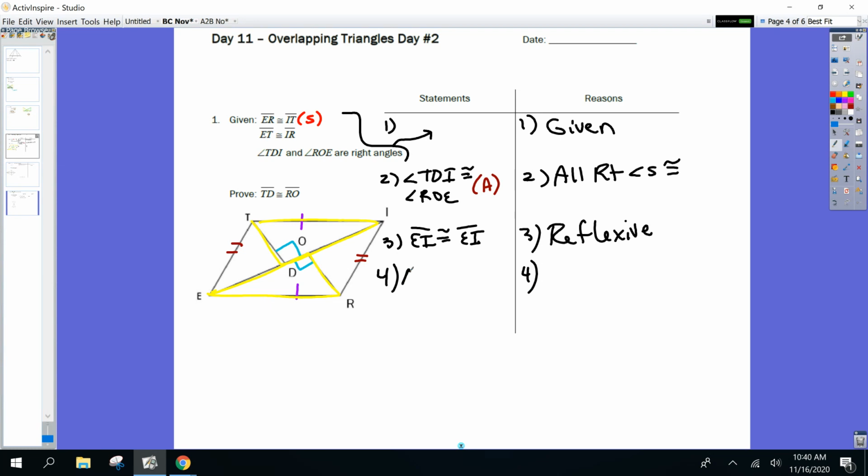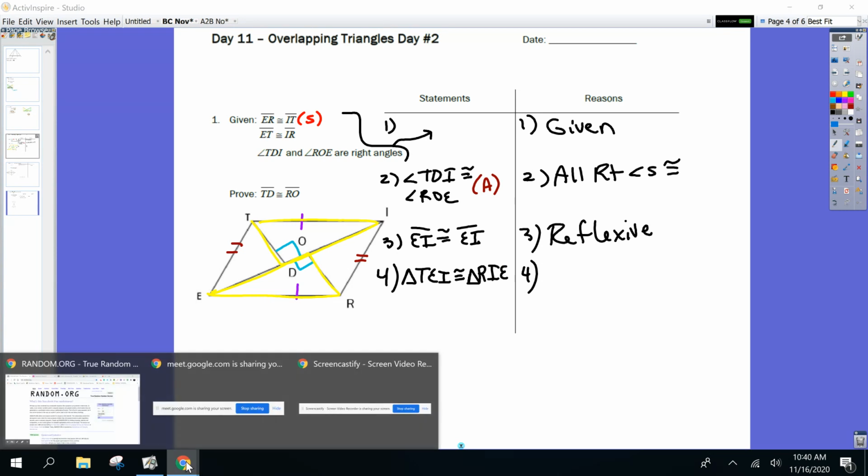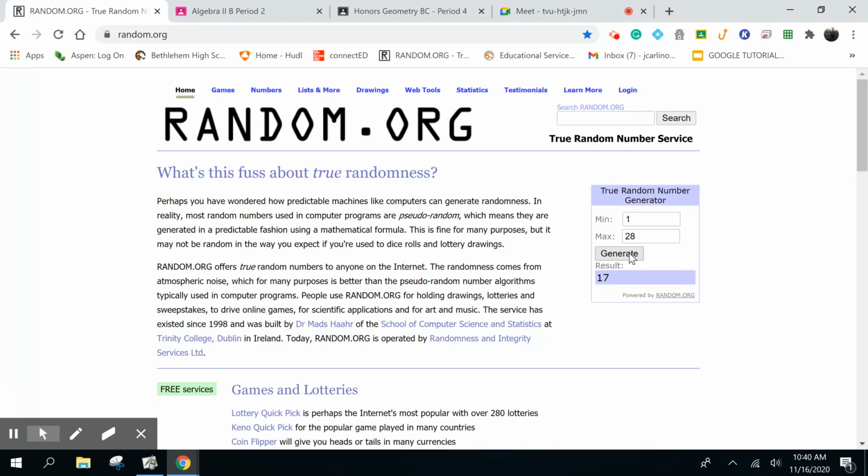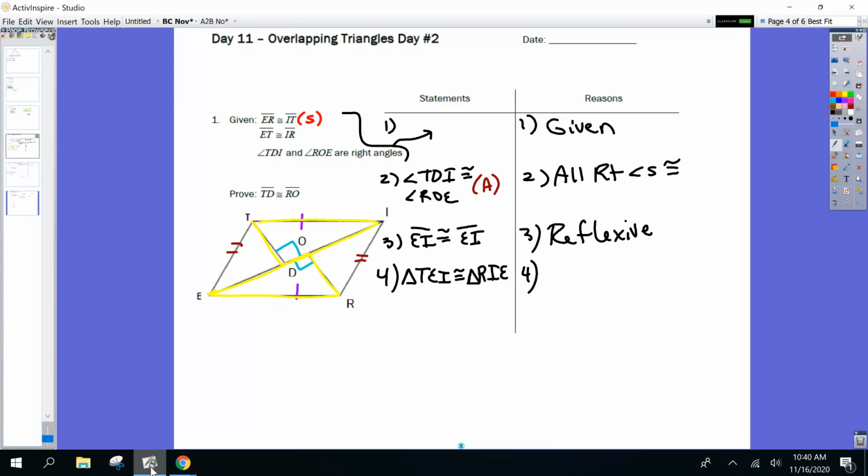So now we can say triangle TEI is congruent to triangle, let's see, if I go TEI, I got to go RIE. How's that sound, guys? That looks like it matches up. By what method? Maeve, what method are those two equal? Side, side, side. Great job, Maeve. Side, side, side. All right.